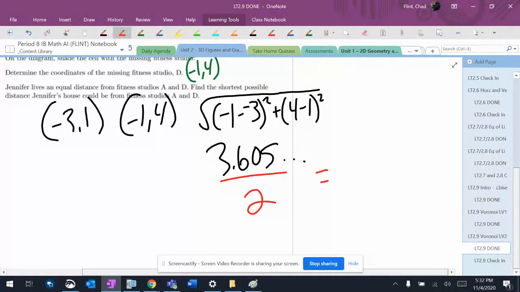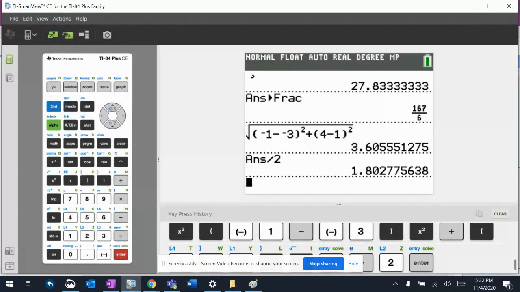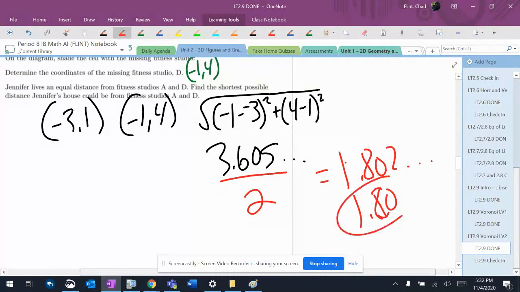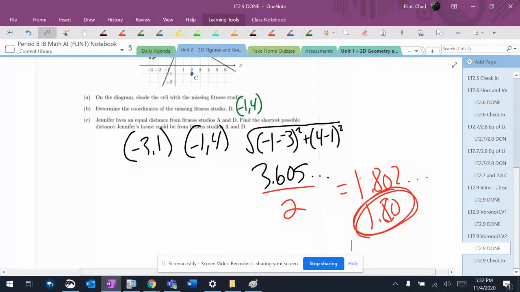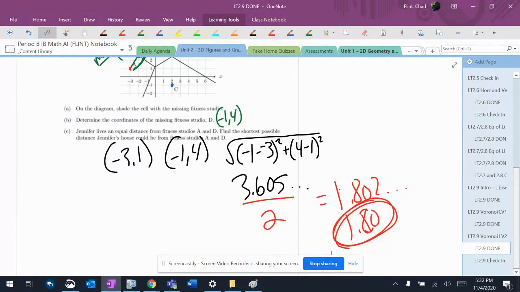So I need to divide that by 2 in order to get the actual answer. So it's 1.802, which is going to be 1.80 to the nearest 100th. So that's what we're looking at. A different kind of question. Again, there's not a ton of complicated math there. A lot of it's drawing and just interpreting, which is a big thing about this.